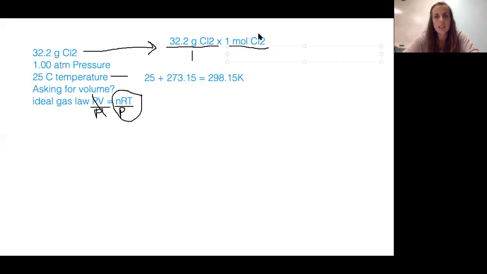If you look at the periodic table, chlorine has a mass of 35.5, and then you're going to multiply it by 2 because it is Cl2. Once you do that, you're going to get 71 grams in 1 mole. Once you put that in your calculator, you will get an answer of 0.454 moles of Cl2.